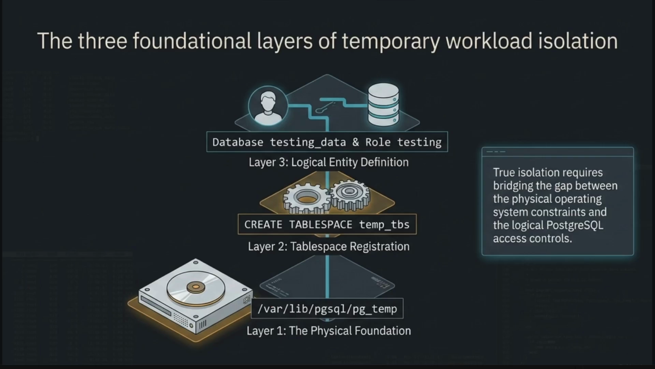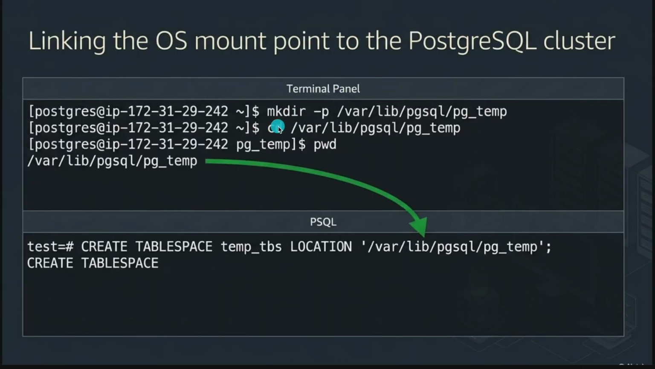So how it works: when you are creating a temp table space, first of all you need to create a directory at the OS layer. Once you have created it, using this location you have to create a table space. At the top layer you have to assign the table space either at the cluster level, database level, or role level. So this is the command, and I will show you in the demo.